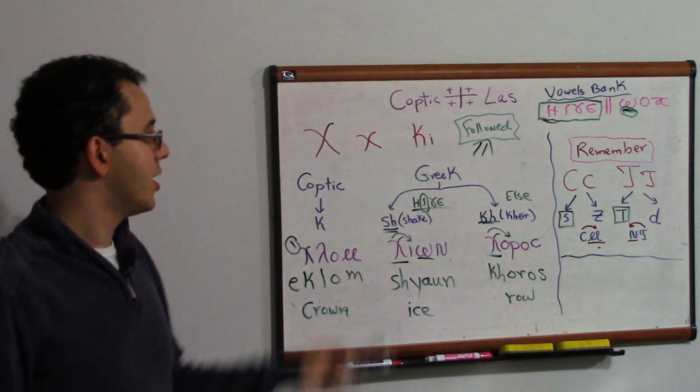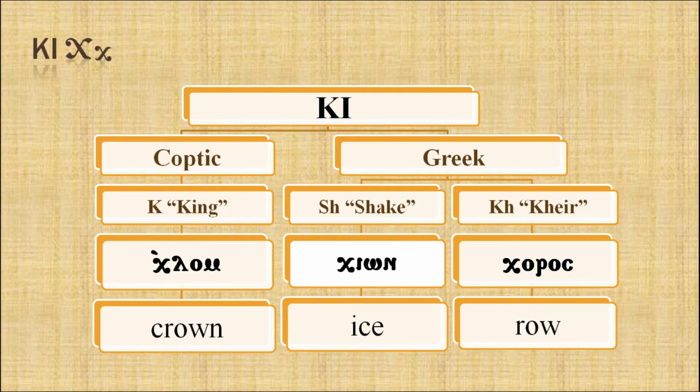So to recap, K could be one of three pronunciations: either K, SH as in shake, or KH as in khair. In Coptic words, it's always a K. Example word is Eklom, and Eklom means crown. For Greek words, you have to check for the hive. If the ki is followed by any of the hive group, it makes an SH sound, that's shake. An example word is shayon. Shayon means ice. And finally, if it's a Greek origin word and the ki is not followed by any of the letters of the hive group, it must be a kha sound as in khair. And the example word is choros, and choros means row.